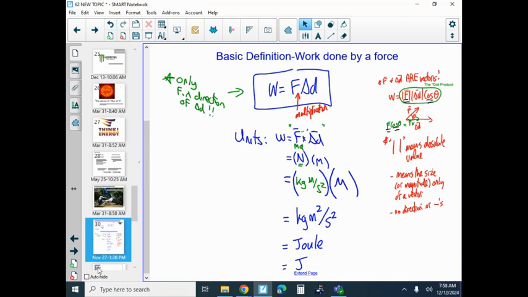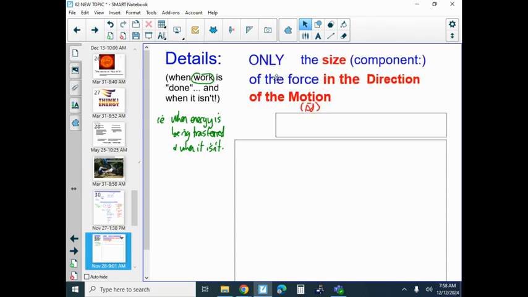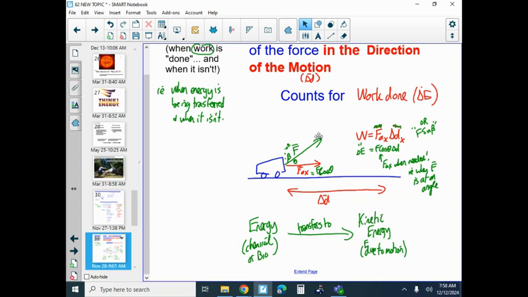All right. So some details about this, situations when work is done and also when it isn't, right? So we're looking at when energy is transferred and when it isn't. And so only the size or the component, obviously, of the force in the direction of motion contributes, like we said, right? So only that counts for work done. In this situation here, you've got your applied force at an angle, and just that component counts for work done if the displacement is straight sideways.